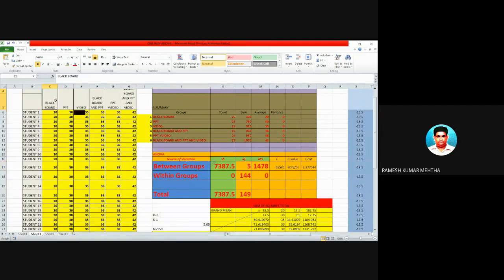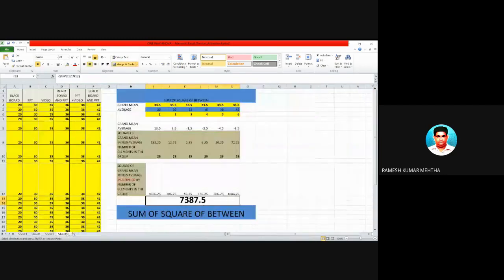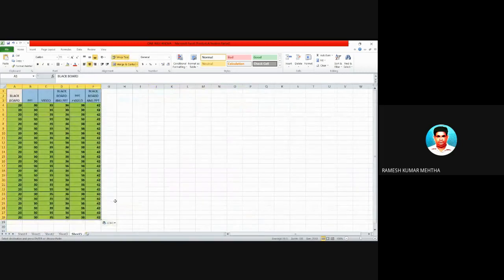Now the next one is sum of squares within. We are going to talk about how did I get this figure of 0. So we are going to find out now sum of squares within. So I have copied that one. So what do you mean by sum of squares within? How this particular mark 20 is moving within itself from the average of this particular group.